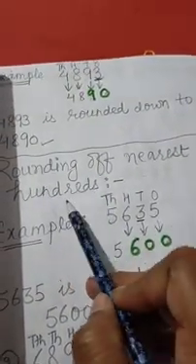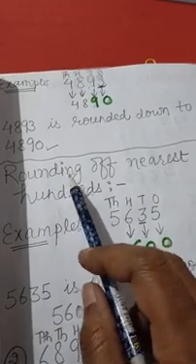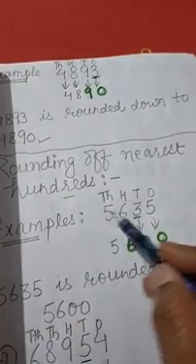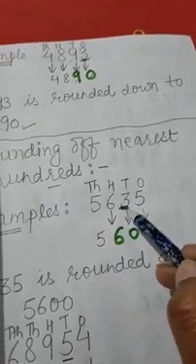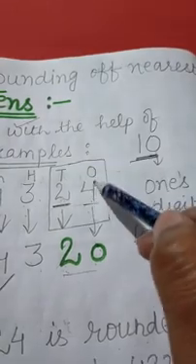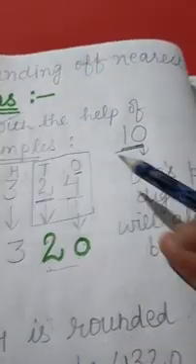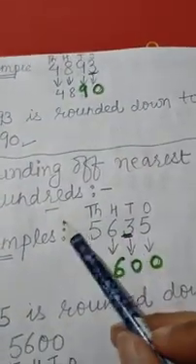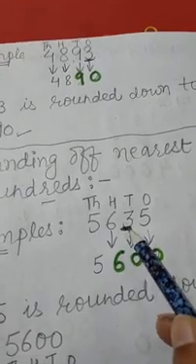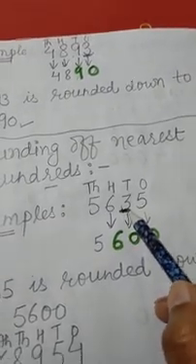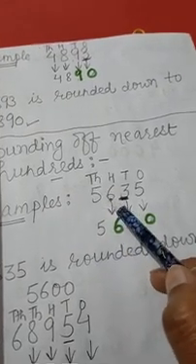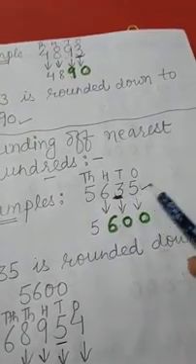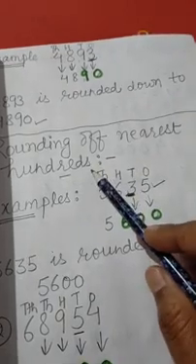Now next is rounding off to the nearest hundreds. When you have to round off to the nearest hundreds, we will observe the digit in the tens place. While rounding to the nearest tens, we observed the digit in the ones place. While rounding to the nearest 100, we will observe the digit in the tens place. Here is an example: 5,635. Here you have to round it to the nearest hundreds.